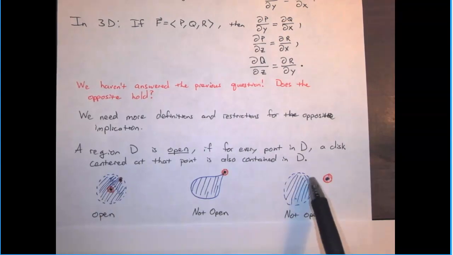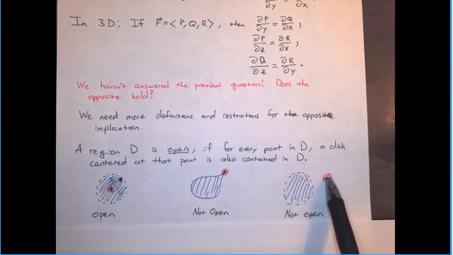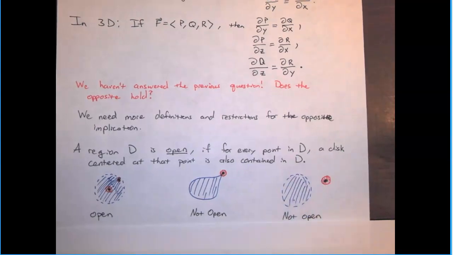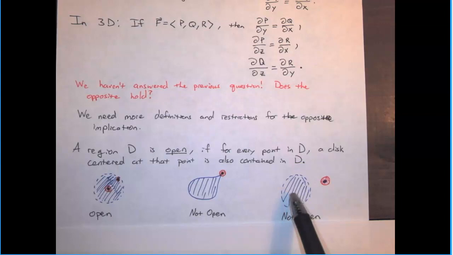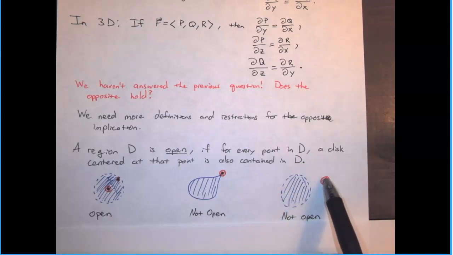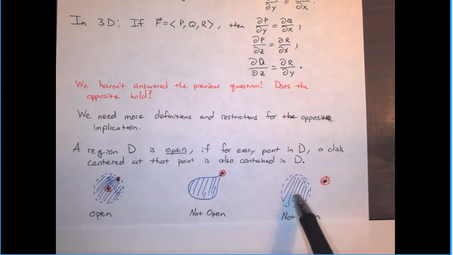A third example, I have this open disk before, and I'm including a point outside of that disk. So my region D, I'm defining to be this open disk, plus one more point that's outside. This is not open. This component itself is open, but this point, if I draw any disk around it, it's not contained in here. It's kind of an isolated point, so this can't be open. And again, the region is this plus one point, so that's not open.